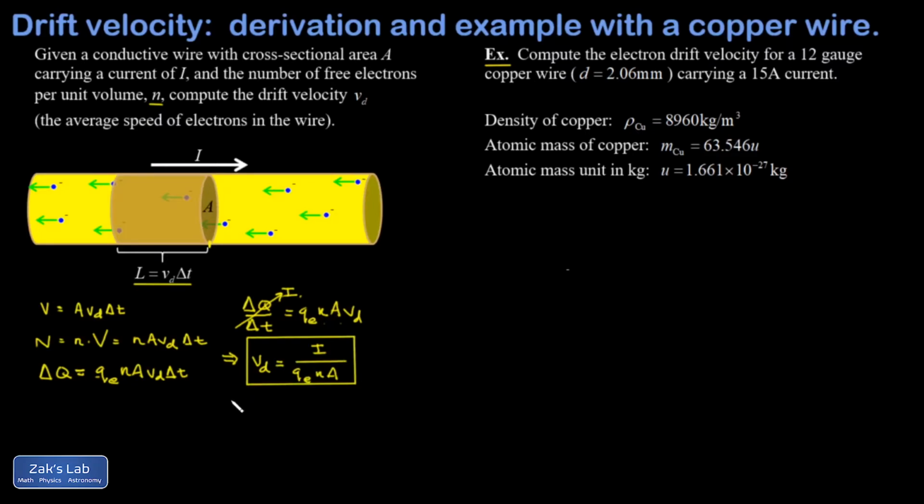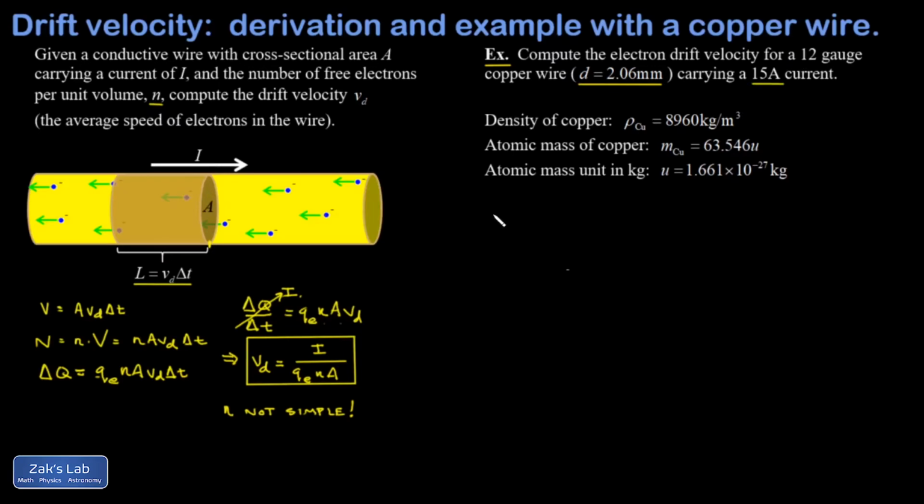But it's a little bit deceptive because finding that little n, the number of free electrons per cubic meter in the material, is not that simple. And we're going to figure that out when we talk about our specific example with a copper wire. So in our example, we're asked to compute the electron drift velocity for a 12 gauge copper wire. And I looked it up this morning, and that's a diameter of 2.06 millimeters, carrying a 15 amp current.